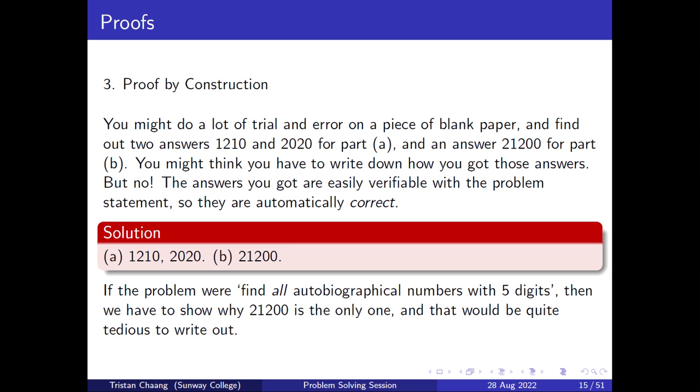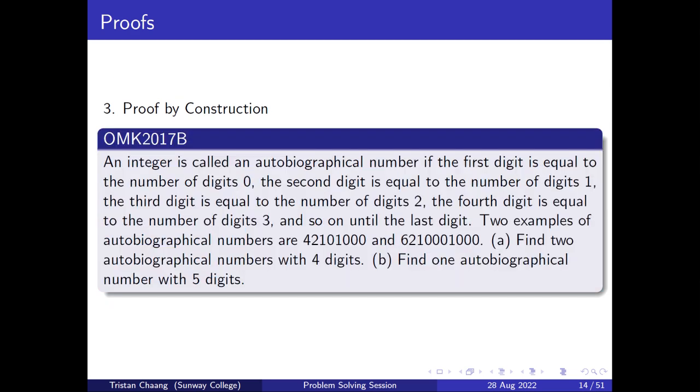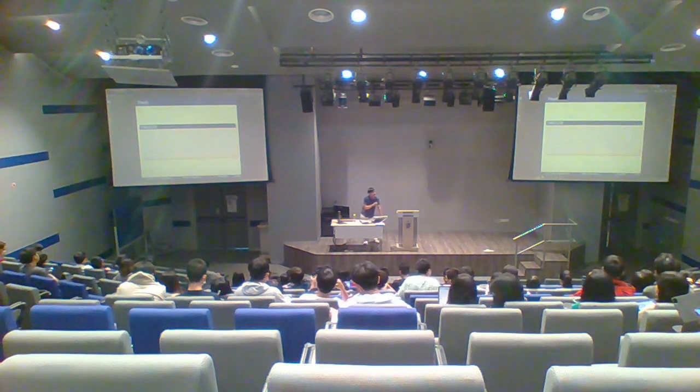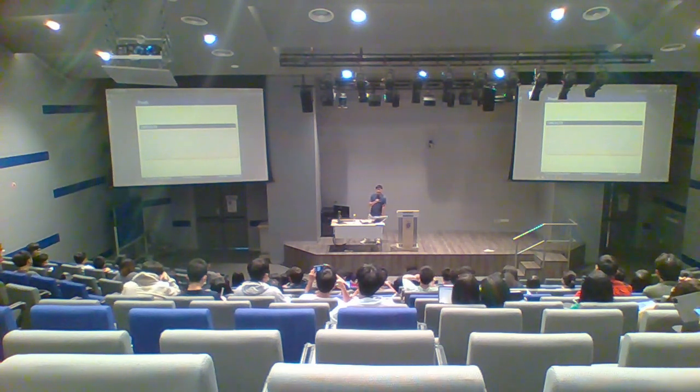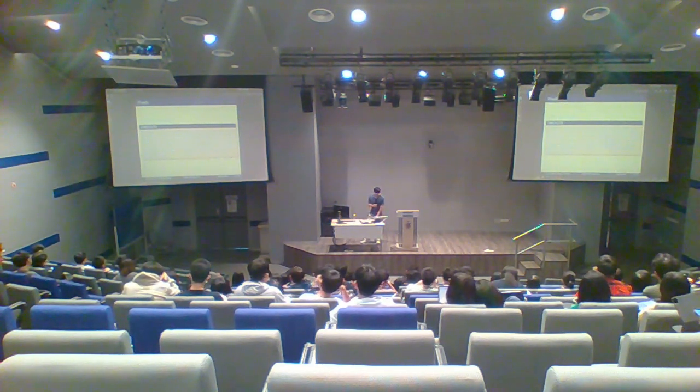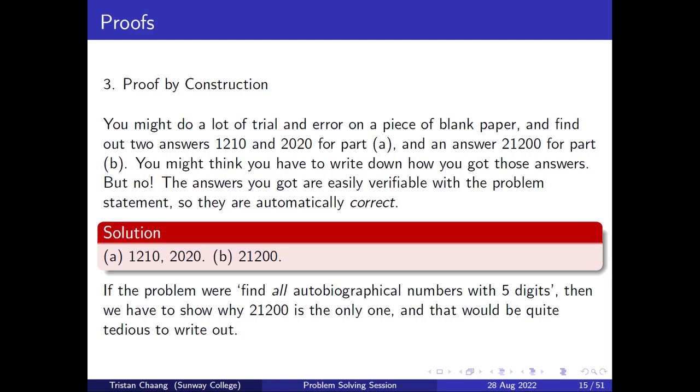The thing about logic or writing proofs is that you just want to explain why something is true. You don't have to say how you got 1210 or 2020. But this is also because the question said find two autobiographical numbers. It doesn't say find all autobiographical numbers with 4 digits. If it did, then you have to explain why the two numbers you gave are the only ones. But since you already found two, you can just write it down. You don't have to write down your trial and error list. You just have to explain why these two are autobiographical numbers.